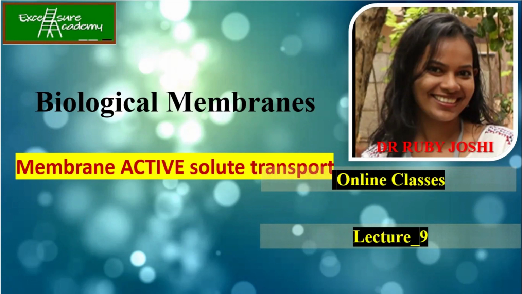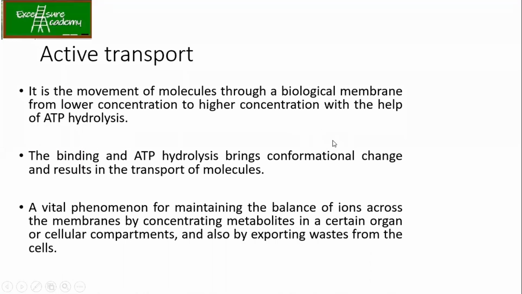In the previous lectures, we talked about membrane solute transport, where we covered passive transport. From today onwards, it will be all examples of active solute transport. Active means we are going to use ATP, energy is being used. It is the movement of molecules through a biological membrane from lower concentration to higher concentration with the help of ATP hydrolysis. So please remember, from low to high we are going against the concentration, and to do this we need ATP hydrolysis.